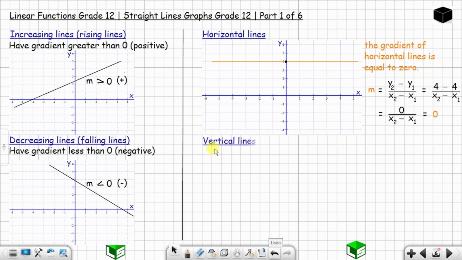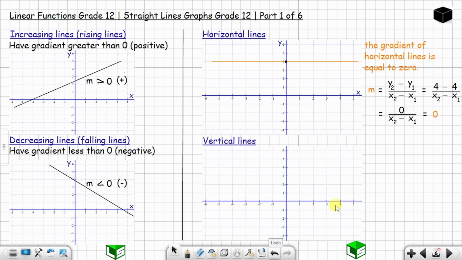You can see now the gradient of horizontal lines is equal to 0, okay? And you also have vertical lines. Let's say you have the Cartesian plane, you have your x-axis and you have your y-axis. And you have a vertical line which is fixed at 2 at that point. This is a vertical line. It is fixed at 2. You can see this is a horizontal line. This is a vertical line. So the gradient or the slope of vertical lines is undefined.